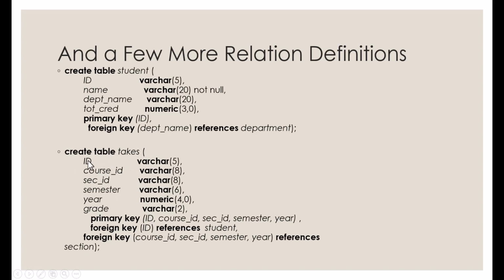ID is the ID of the student, right? So this student took whatever course and whichever section during which semester and which year. So all those things together is unique, and that makes a primary key. Okay? And then the foreign key here is ID is referencing the ID from student. Okay, and then another foreign key, we have course ID, section ID, semester and year, and then this is referencing another table called sections.